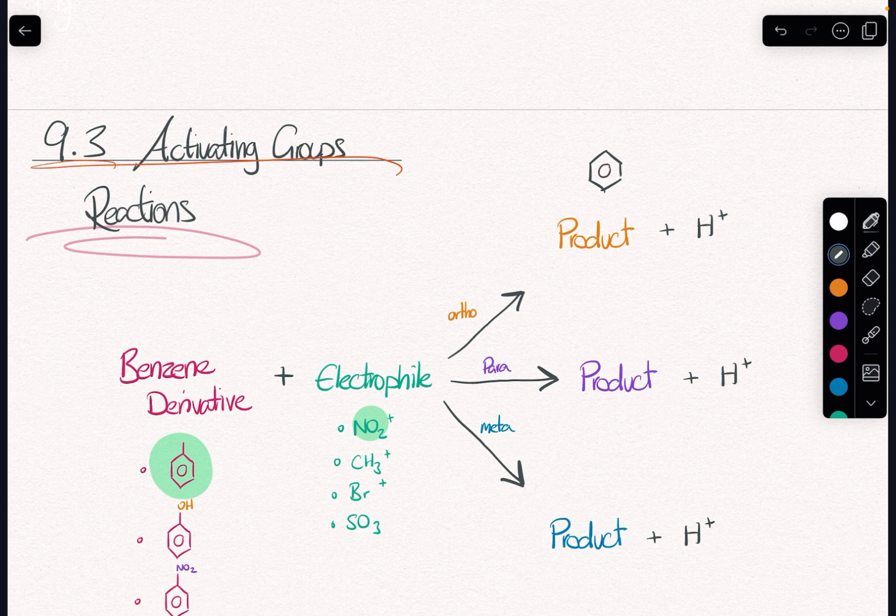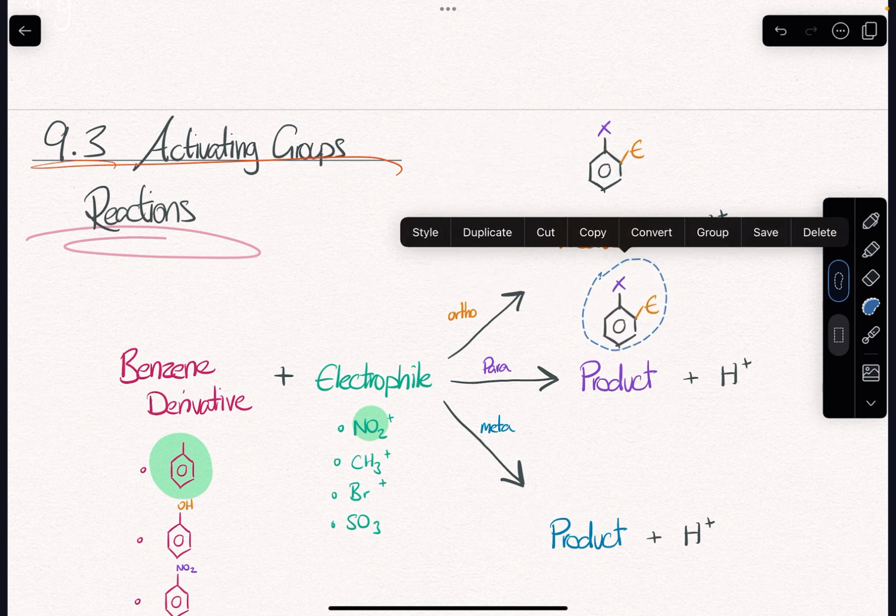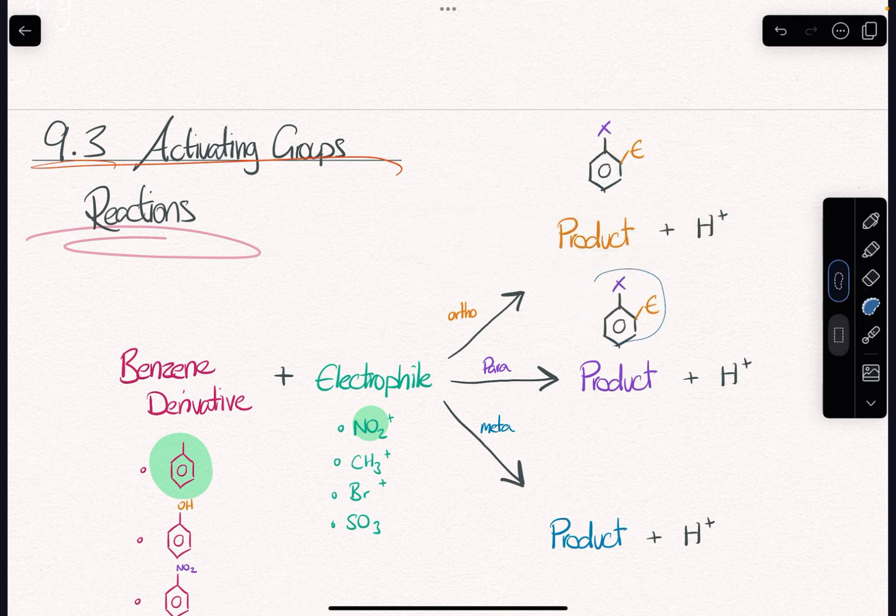Over here, I'm going to put this as an X, depending on what your derivative is. And it's an ortho position, so you're going to have your, I'm going to call it E, because this is your electrophile. You're going to have that there. Now, your second reaction will then be a para substituted, which if I put it there, I'm not going to be able to fit it. I'll put it here.